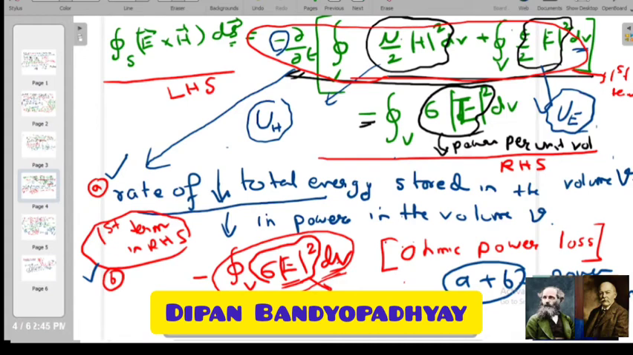Both are giving the total power loss from the volume. A is giving the rate of decrease of total energy stored in the volume V, or decreasing power in the volume V, and it should be added up with the ohmic power loss. So this is the significance of these two terms. I am only talking about the right hand side of the equation. I will be coming to the left hand side in just one or two minutes.